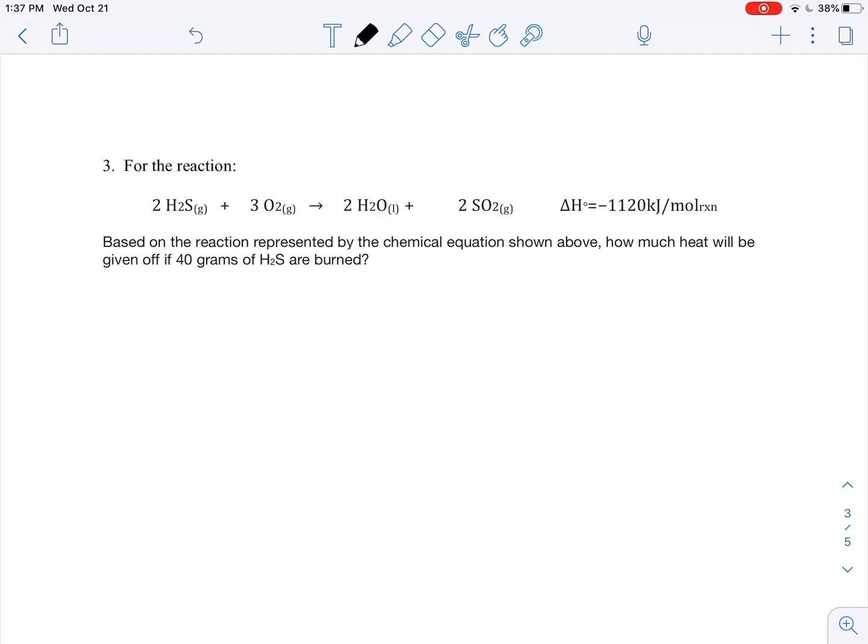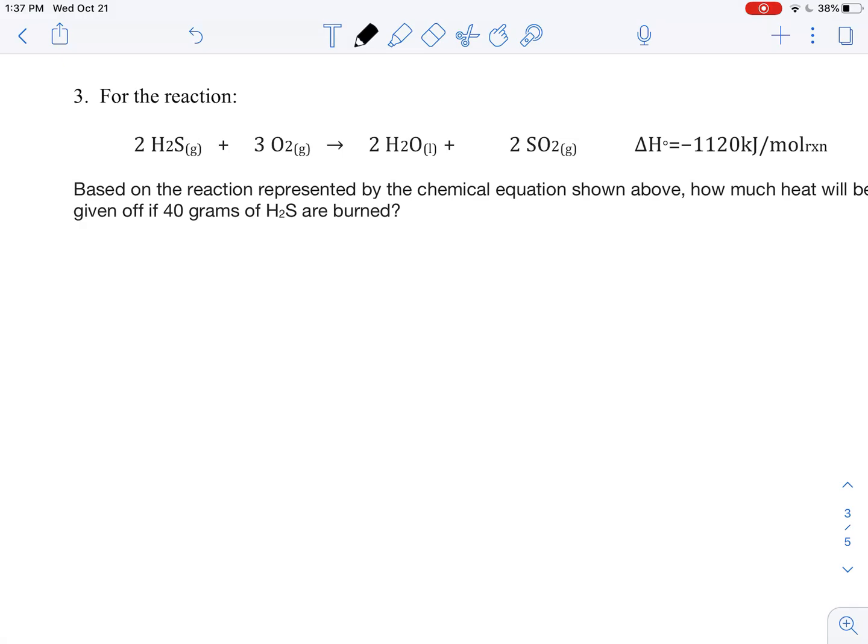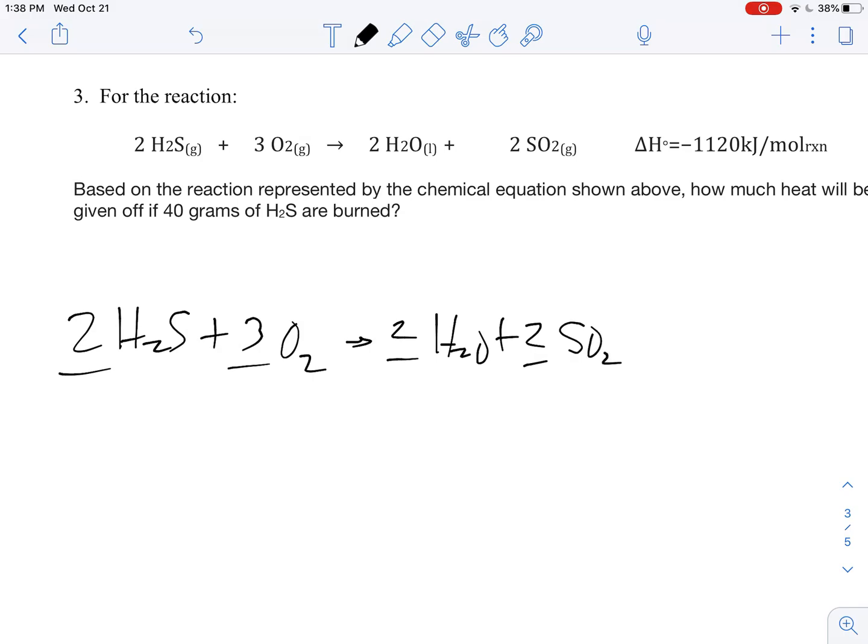All you've got to do is take the heat that is given to you in the problem and treat it exactly as if it was one of your reactants or products and just put it into your equation. So I'm just going to rewrite my equation here. I've got 2H2S plus 3O2 yields 2H2O and then 2SO2. And then I've got this 1120 kilojoules per mole, right?